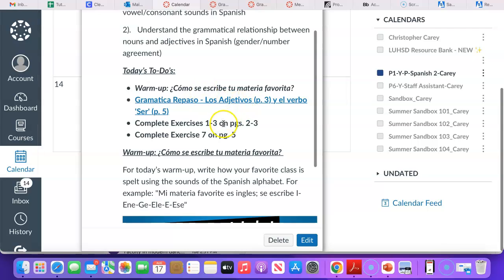That is your assignment for today, y'all. 1 through 3 on pages 2 through 3. Exercise 7, what we just did on page 5.